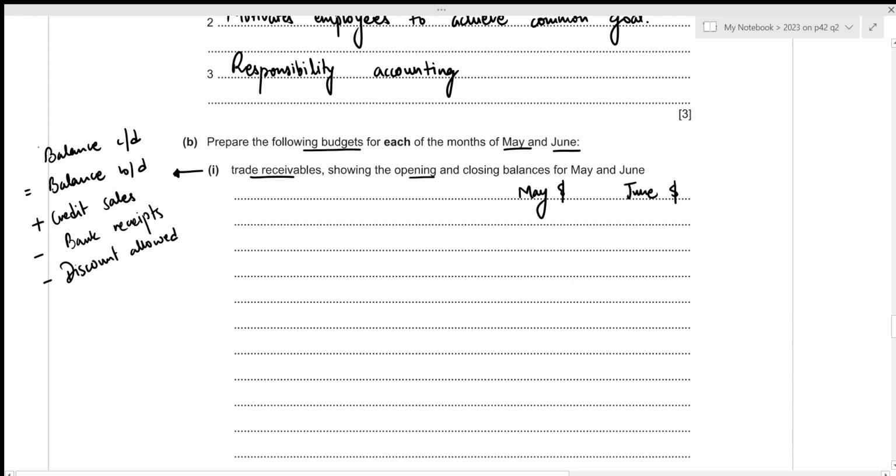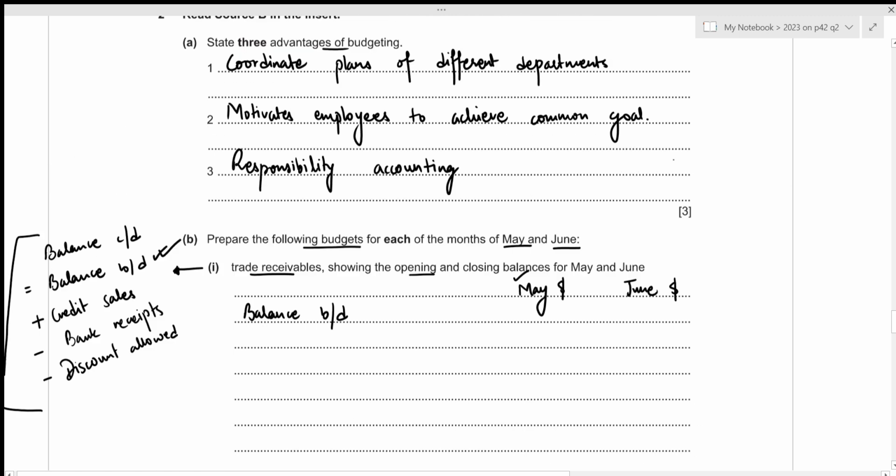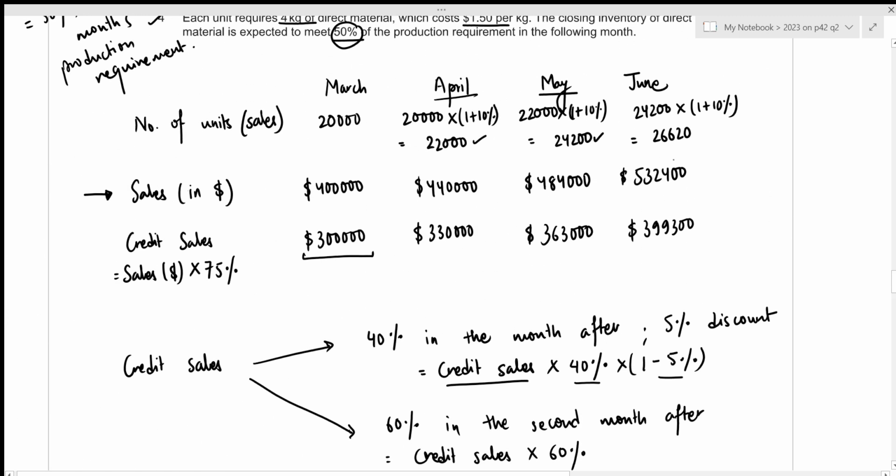So we are just following the same format for our statement as well, which means we start with the opening balance. Let's write it down. So that will be our balance brought down. So we first have to look for the opening balance of May, and after we calculate the closing balance of May, that will be transferred to June as the opening balance. So let us look for our opening balance in May. So the opening balance in May will be the amount for credit sales made in the month of March and April that we are yet to receive.